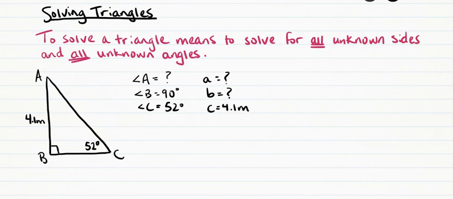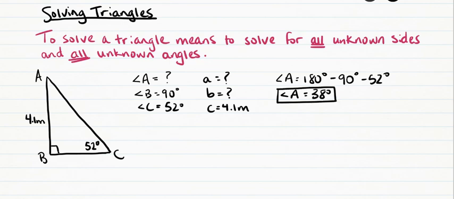Okay, then we go about trying to find ways to solve for those unknown values. So if we look for angle A, we notice that we already have the other two angles inside the triangle, and we know that three angles inside any triangle total 180 degrees. So we know that angle A is equal to 180 degrees minus the other two angle measurements, so minus 90 degrees and minus 52 degrees. So we get that angle A is equal to 38 degrees. Okay, so that's one of our unknowns that we've now solved for.